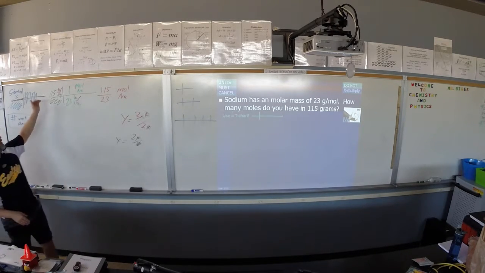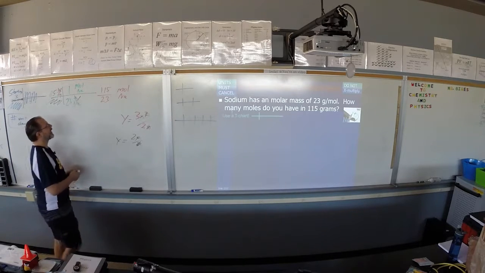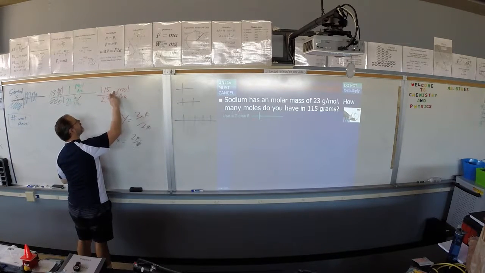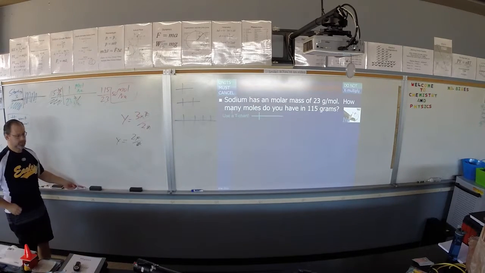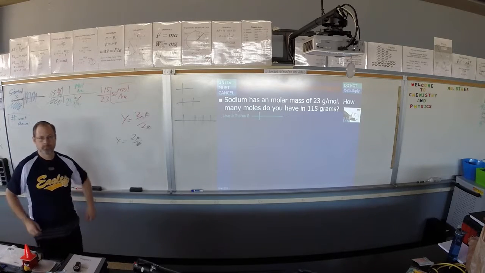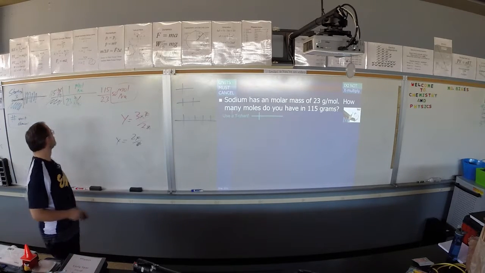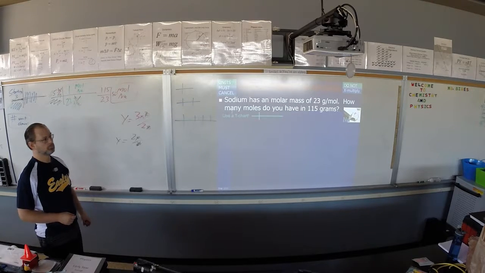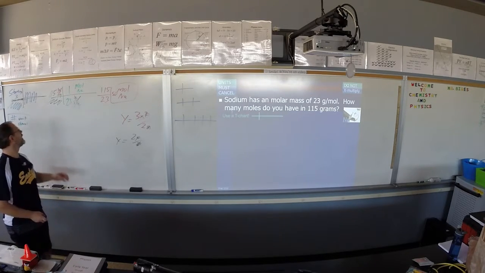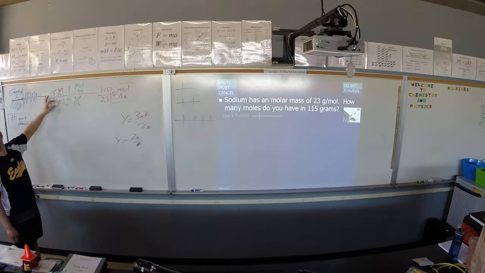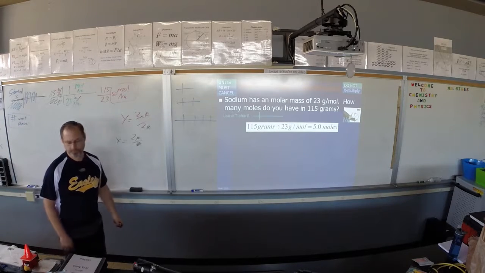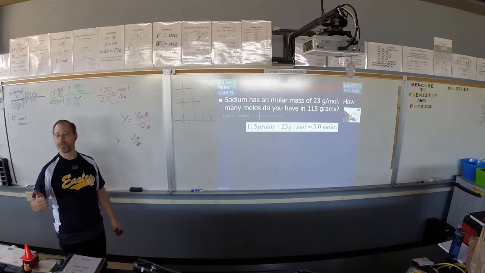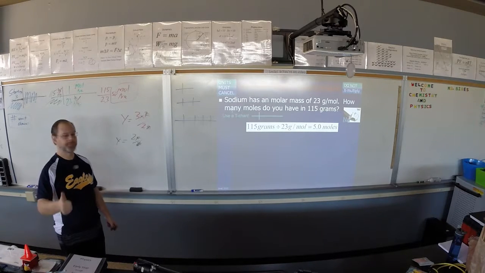Yeah. So again, we divide 115 by 23, and we find that the answer is 5.0 moles of sodium. Yes? So would the 5 basically be what that in this Google box would represent? Yeah, actually, yeah. It would mean that 115 grams is 5 moles. Okay, next. Actually, before we go on, I want a thumbs up that you understand what we're doing. Excellent.